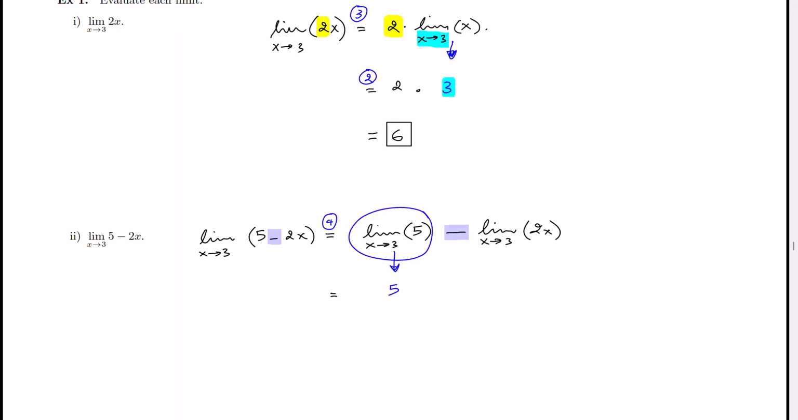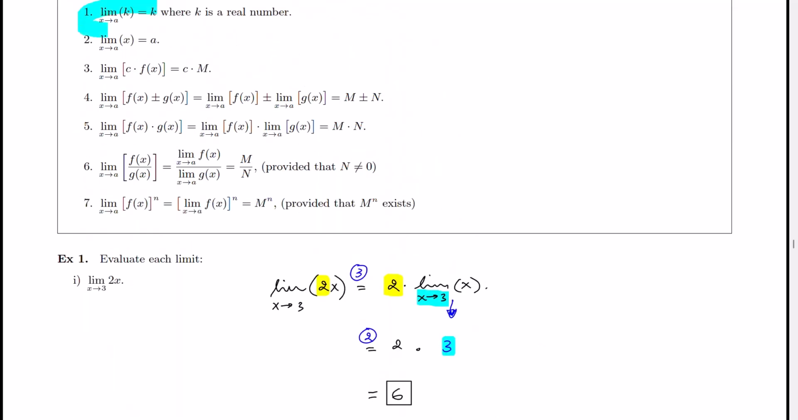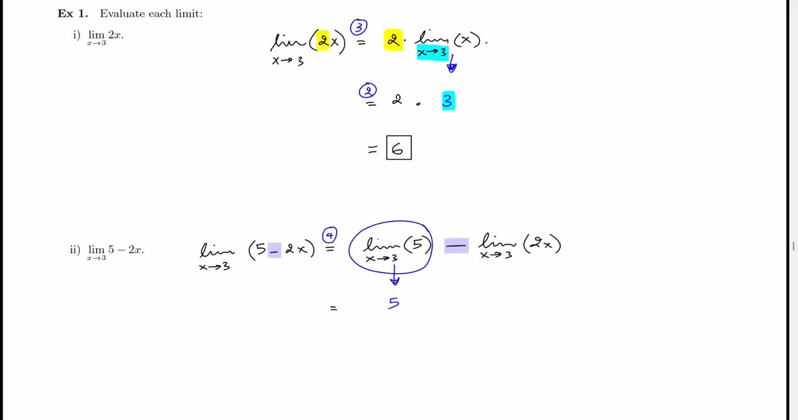right? So that's, what rule is that? That's rule number 1, right? The limit of a constant, regardless of what x is approaching, is the constant itself. So that means I can remove limit x approaching 3 of 5 and just write down 5 using rule number 1. And I'll put the minus sign as we had before.